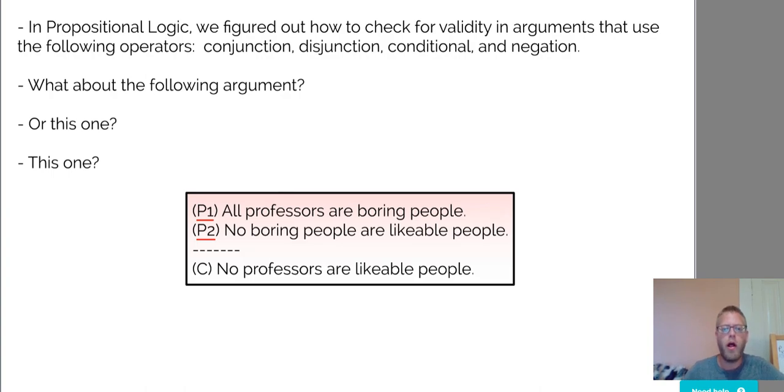Another one. All professors are boring people. No boring people are likable people. Therefore, what follows logically, unfortunately, is no professors are likable people. Again, you don't have to worry whether the premises are really true. Remember, we're checking for validity. That's a matter of form rather than content. So we're just asking the question, if those premises were true, would the conclusion have to be true? Or another way to put it is, could the conclusion be false even though we accept both of the premises? In this case, the answer is no. So it's a valid argument, right? The conclusion logically follows from the premises.